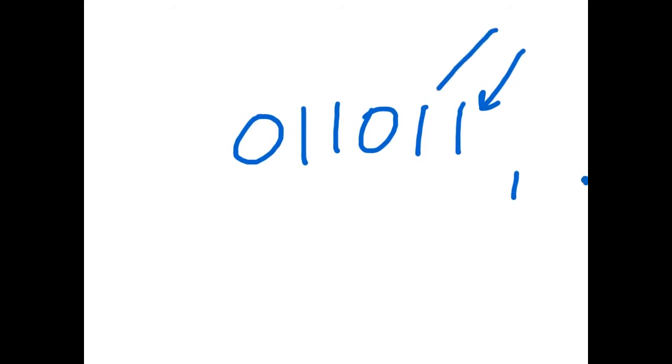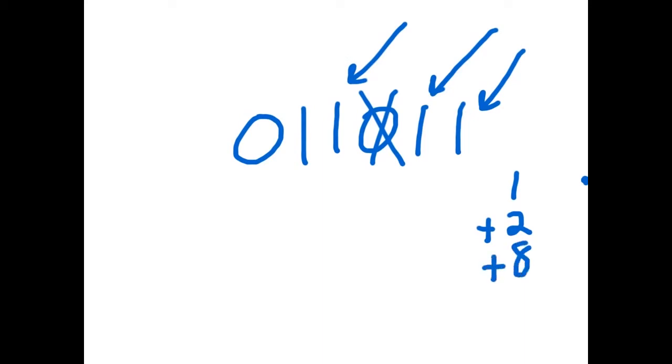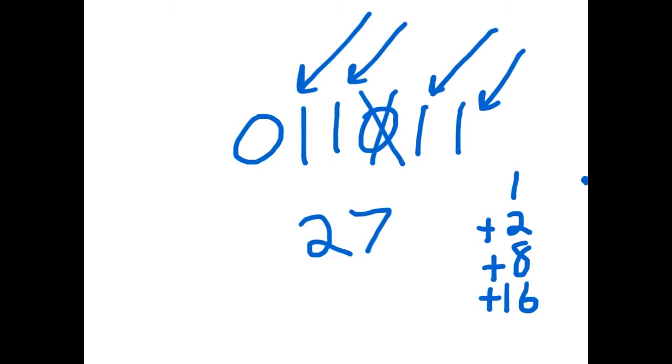We have the 2's place. We don't have anything in the 4's place, so we can ignore that. And then we have the 8's place. And then we have the 16's place. And then all you have to do is add this together and you'll have your answer. So that's how you do it. You just add together the place values that have a 1 in them.